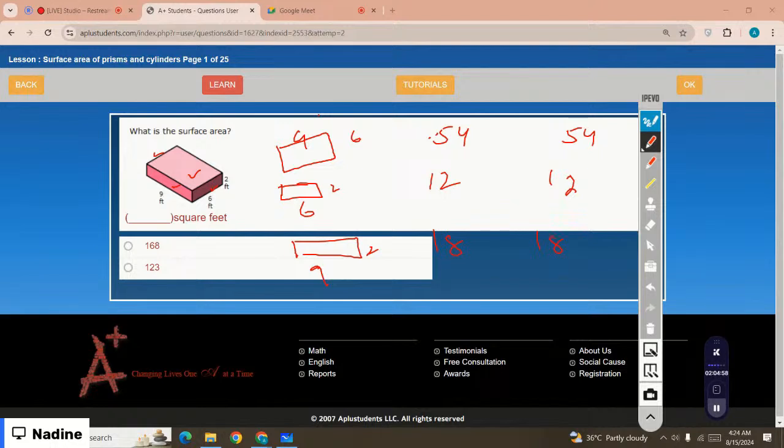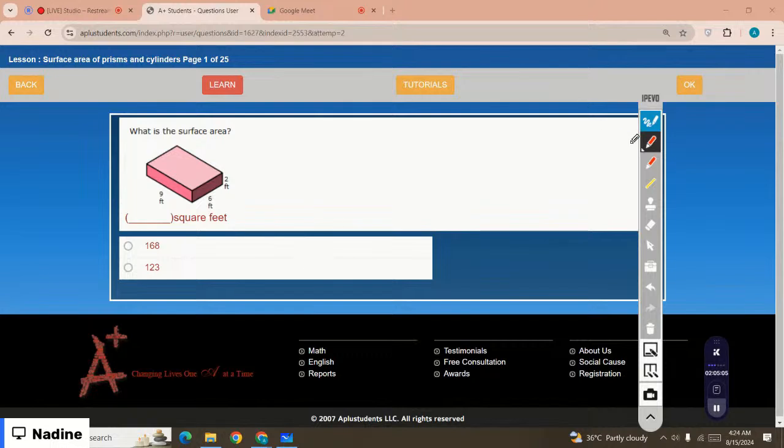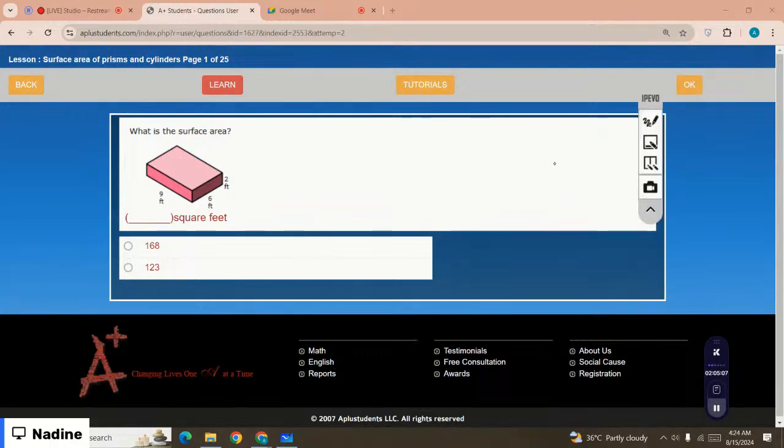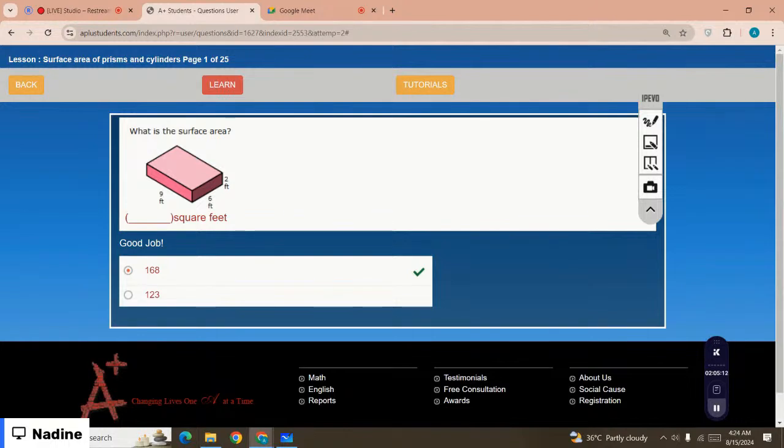The correct option is 168. Option number 1 is the correct option. That is 168. So when we have to calculate the surface area of any shape, calculate the areas of each face and then you have to add them.